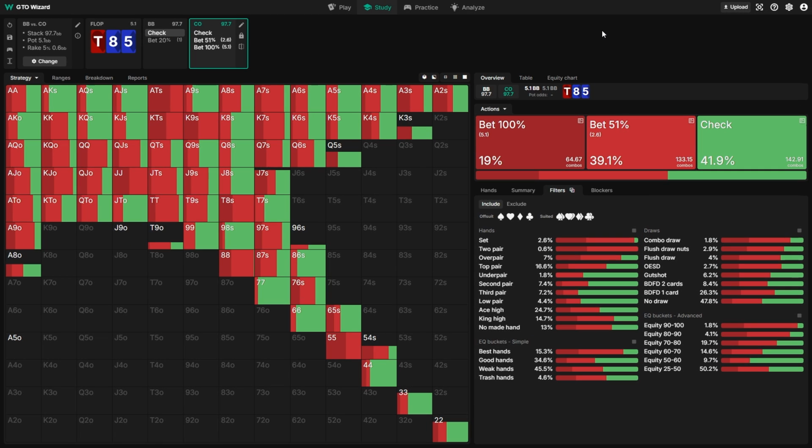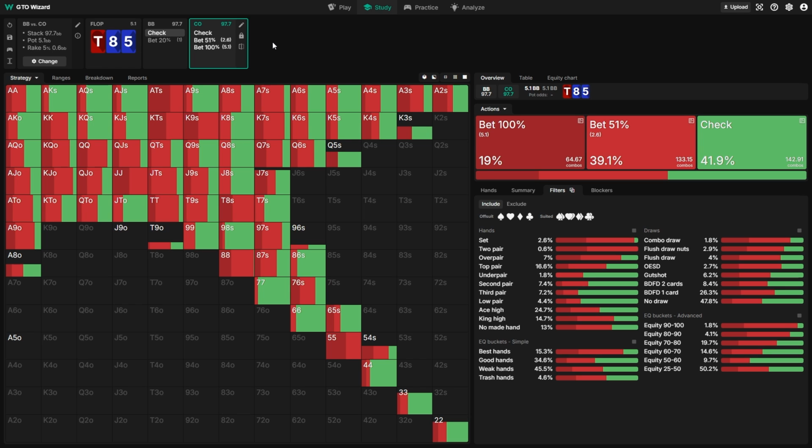So this is another cash game sim, just like the one we looked at previously. It's cutoff versus big blind, 100 big blinds, and the flop is 10-8-5. But in this case, what I've done is I've run it with GTO Wizard AI, and I've simplified the flop strategy to two sizes of half pot and full pot.